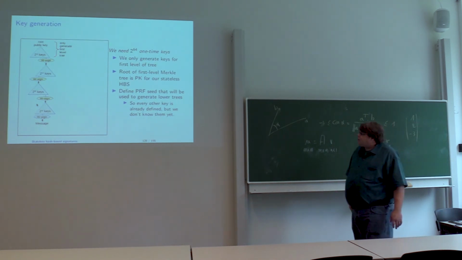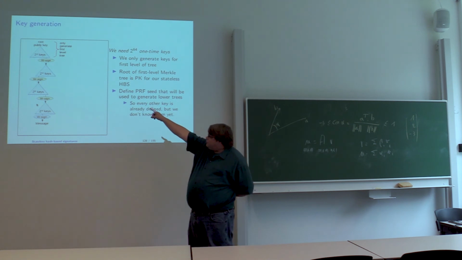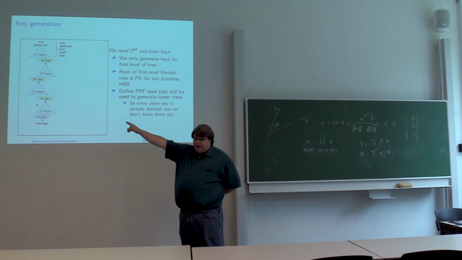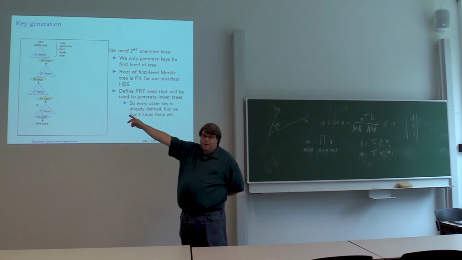Right? So for key generation, we're just going to generate 2 to the 16 one-time signing keys, Winternitz keys, derive the root public key, and the root public key is the thing we're going to publish. That's our public key for our scheme.